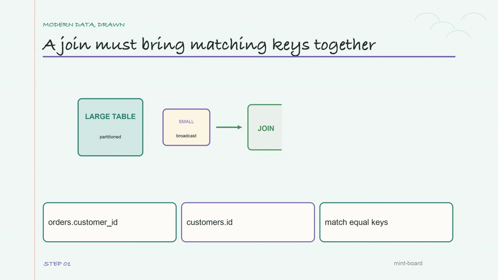Read the drawing from one idea to the next. Orders customer ID, then customer's ID, then match equal keys. You do not need to memorize every implementation detail yet. Focus on what moves, what stays fixed, and why the system does less unnecessary work.